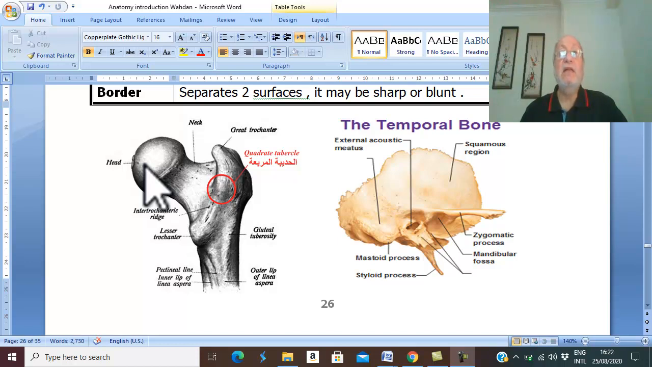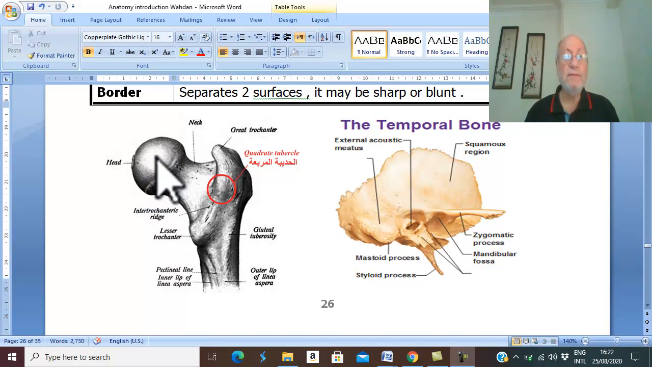Terms of external features of bone. The external features in all bones are either one of two things: either bone elevations, or bone depressions, canals and openings. Let us explain bone elevations first.